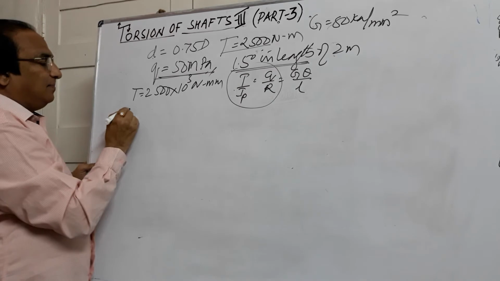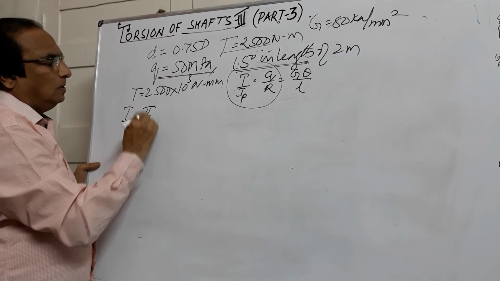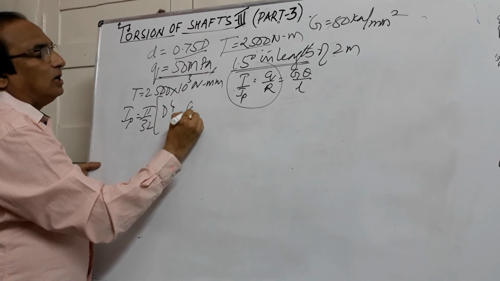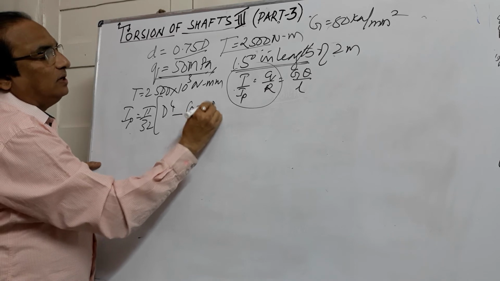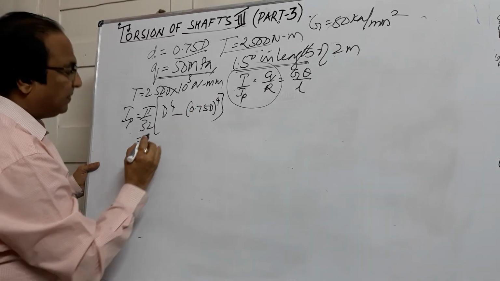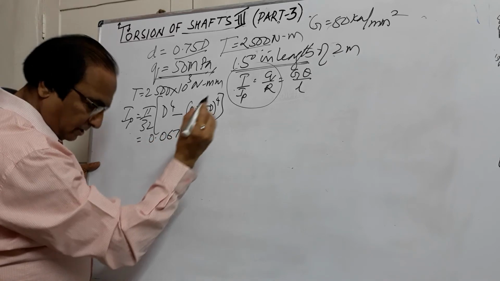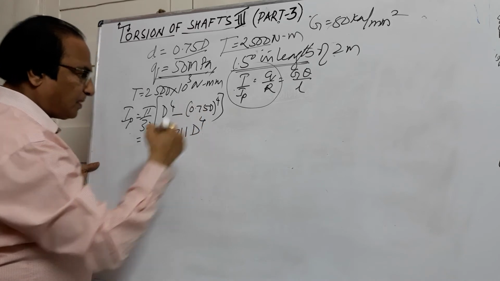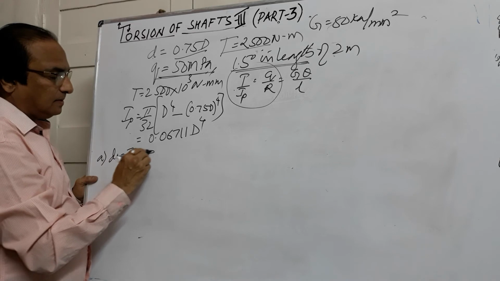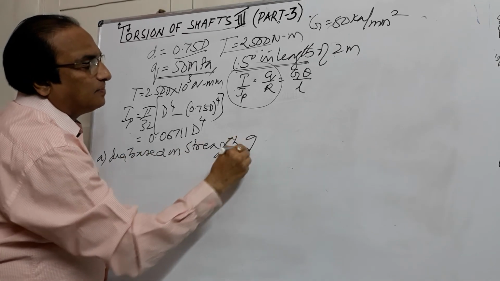So you need here IP. IP for a hollow shaft is pi by 32 into D raised to 4 minus, be careful, this will be 0.75 times D whole raised to 4. If you simplify this, you get the value of IP as 0.06711 D raised to 4. So first we will find out the diameter based on strength. Based upon strength is nothing but based upon tau.